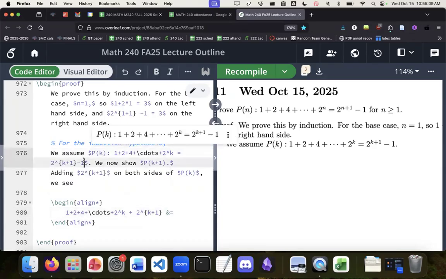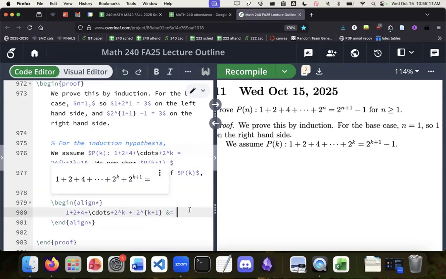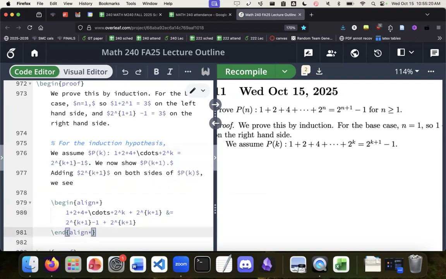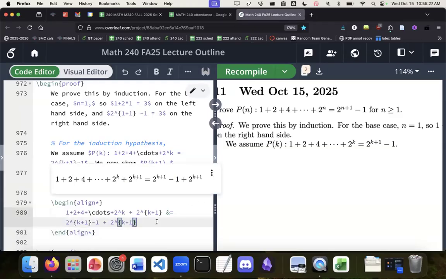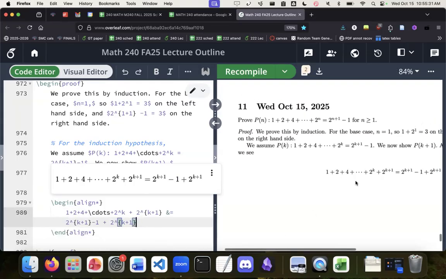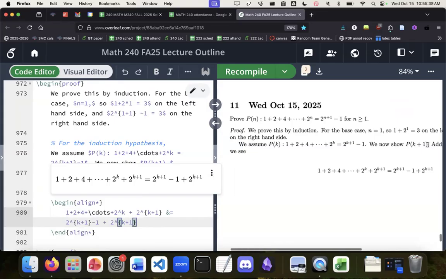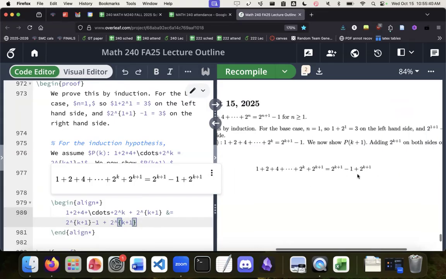And then I'll copy the right-hand side plus 2 to the k plus 1. So we can do that. So we get that. Let's see what it looks like. We now show P to the k plus 1. Adding 2 to the k plus 1 on both sides of P of k, we see this.